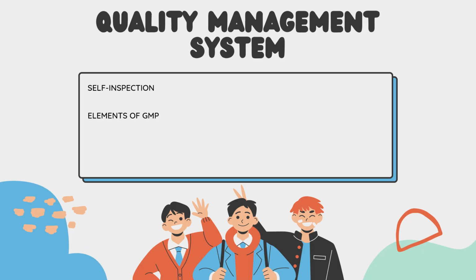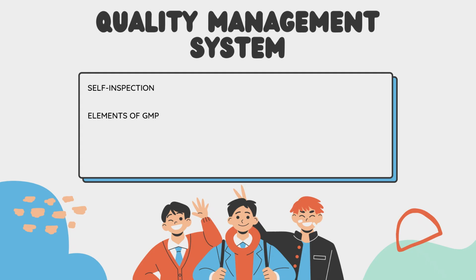First, self-inspection. Think of it as an internal audit. Instead of waiting for the FDA or third-party inspector, the company checks itself, its documents, processes, and records to ensure full CGMP compliance. It's a smart way to catch mistakes before someone else does, and to correct them early. Self-inspections are done regularly, and every finding must be documented, analyzed, and acted on. The goal? Continuous improvement and total accountability.